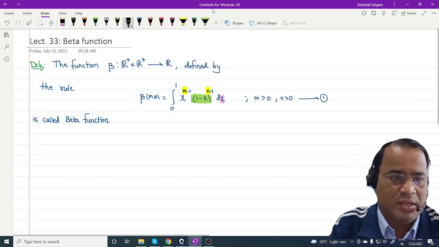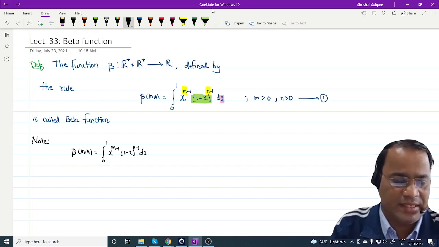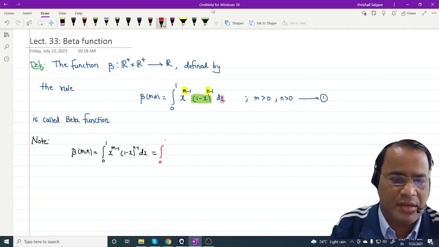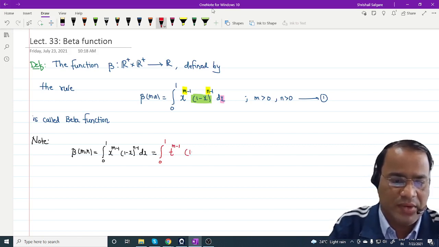That's why, here I may write the definition of beta mn as, first one I will take as it is, definite integral 0 to 1 x raised to m minus 1 into 1 minus x raised to n minus 1 dx, that is the first one. Second, by using the property that definite integrals are independent of the parameter, this same integral we may write 0 to 1 t raised to m minus 1 into 1 minus t raised to n minus 1 dt, changing the variable x to t.